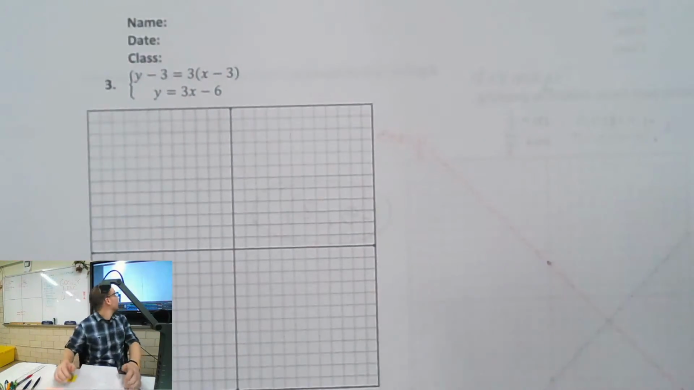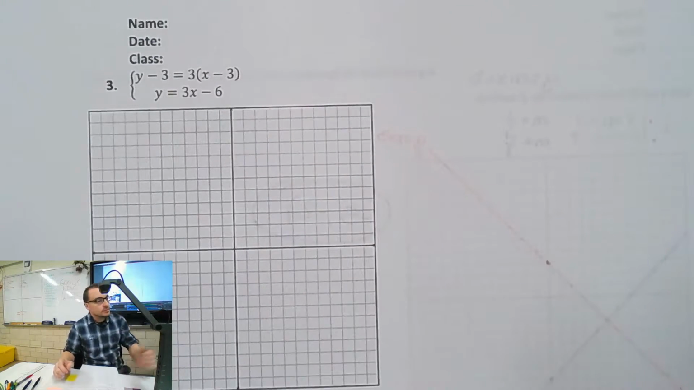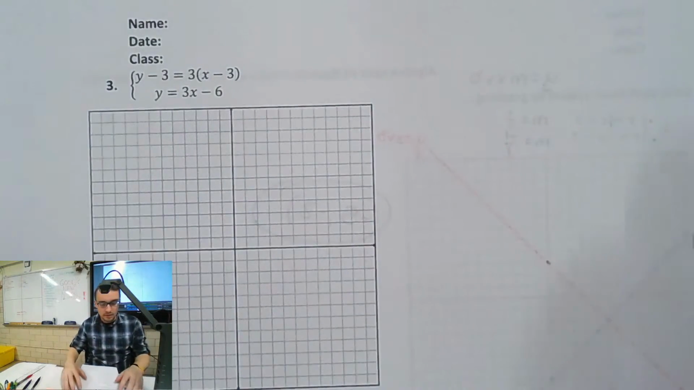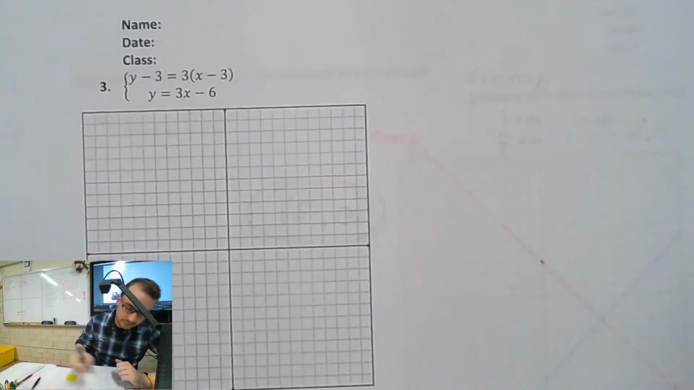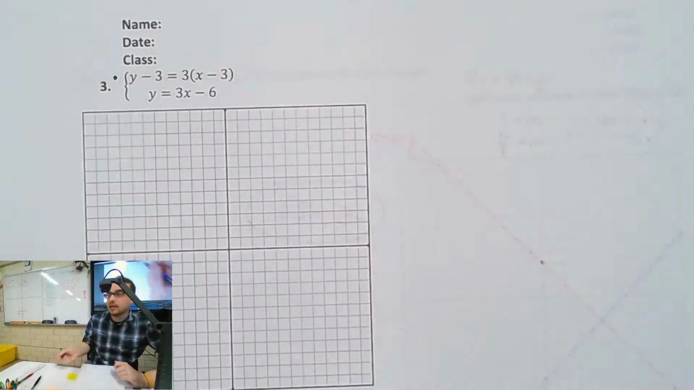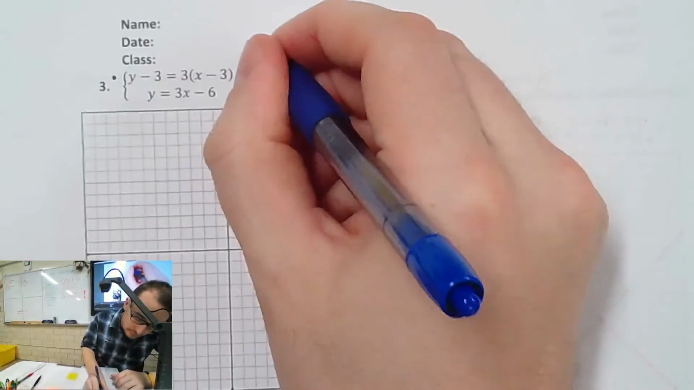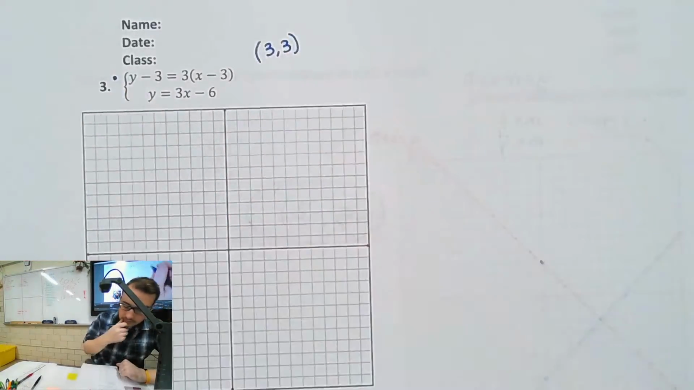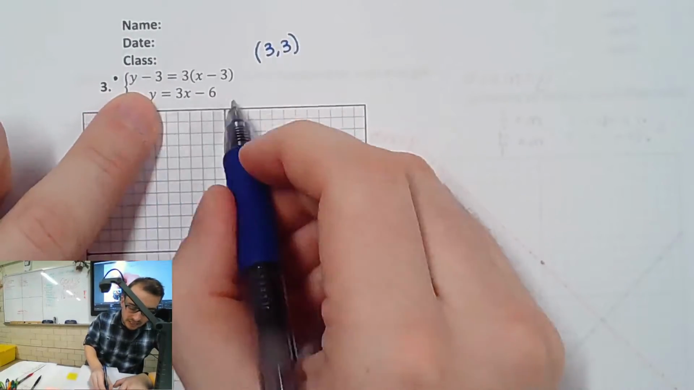First of all, what form? Hold on a second. Y equals mx minus b. Gotta clean it. What's the top form? Point slope. So we get a free point at 3, 3. Well, it's these guys with their signs changed.